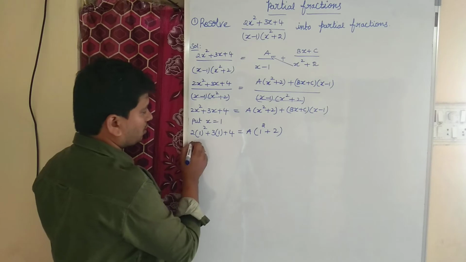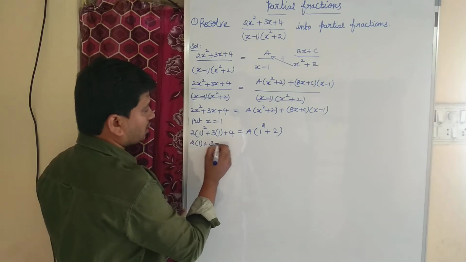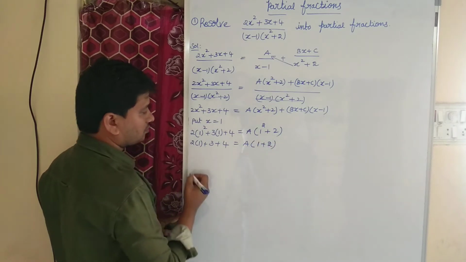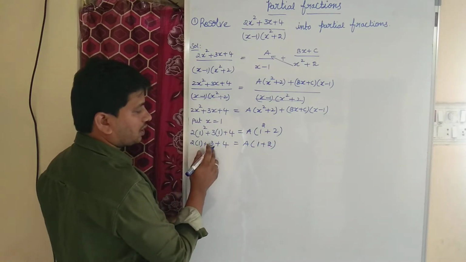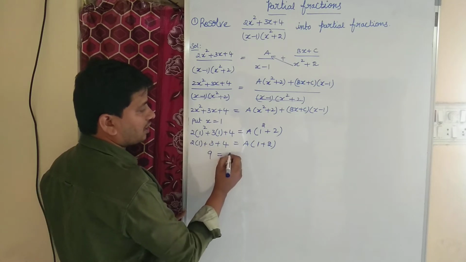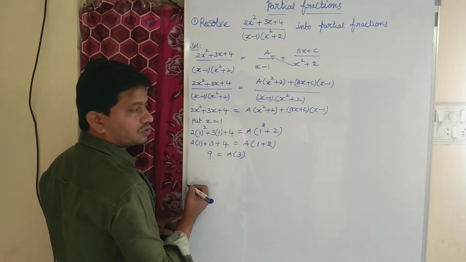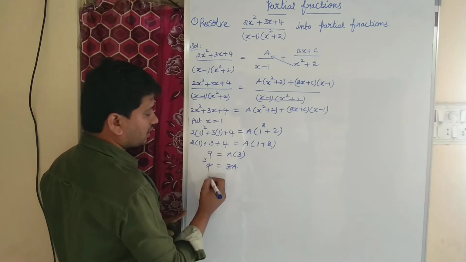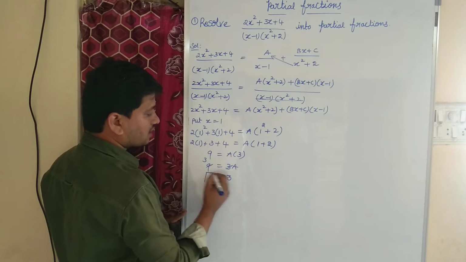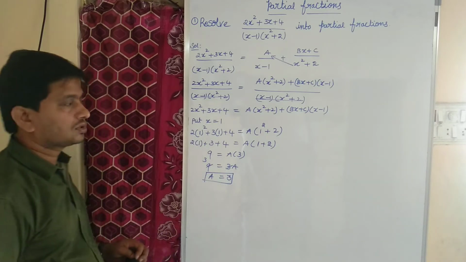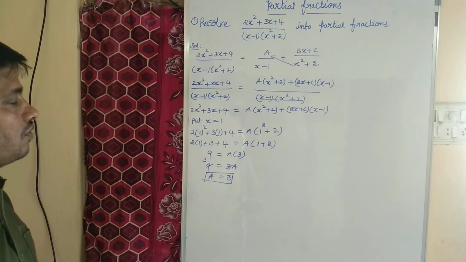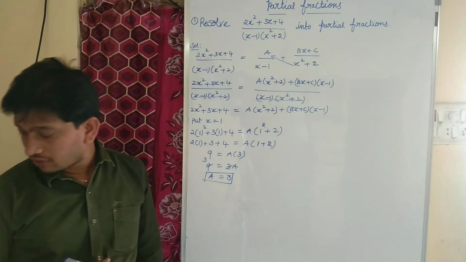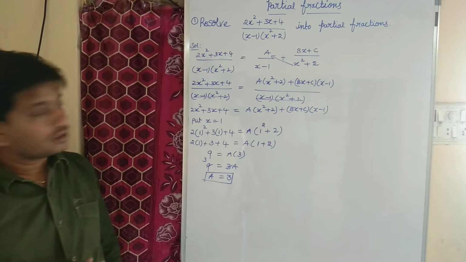Right? So 2 into 1 square is 2, 3 into 1 is 3, plus 4, equal to a into 1 square plus 2. 2 plus 3 is 5, 5 plus 4 is 9, equal to a into 1 plus 2, that is 3. So 9 equal to 3a, 3 threes are 9. So what is the value of a? The value of a is 3. Right? Now we have to find the value of b and c.